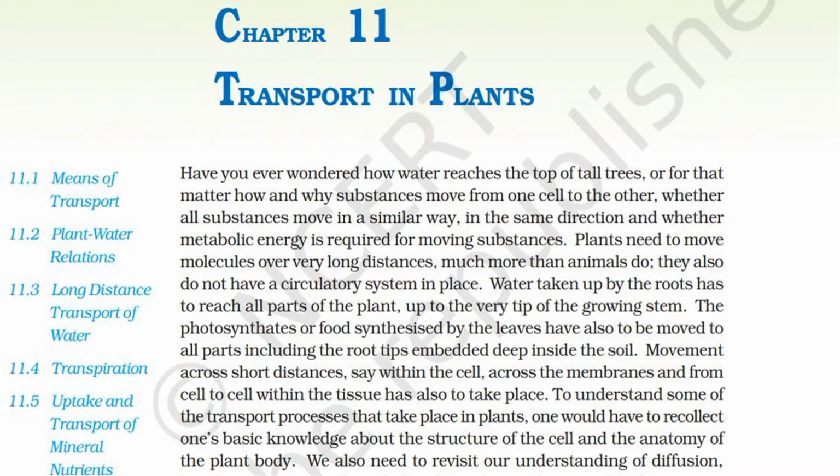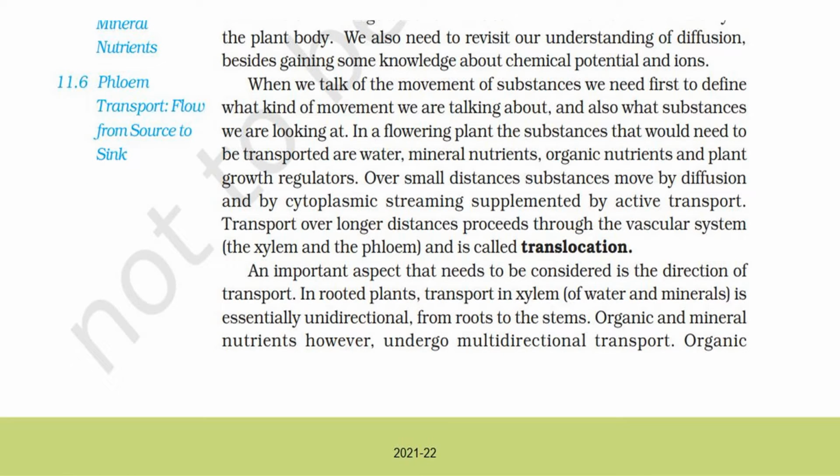Movement across short distances, say within the cell, across the membranes and from cell to cell within the tissue has also to take place. To understand some of the transport processes that take place in plants, one would have to recollect one's basic knowledge about the structure of the cell and the anatomy of the plant body. We also need to revisit our understanding of diffusion, besides gaining some knowledge about chemical potential and ions.